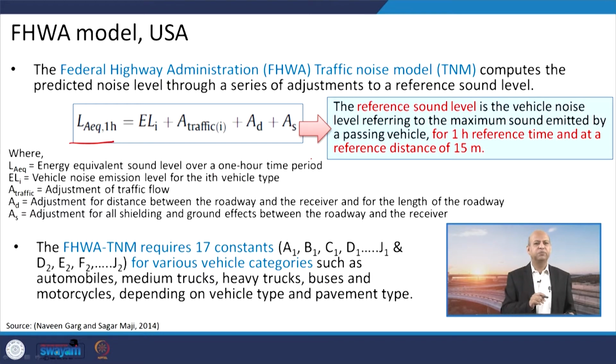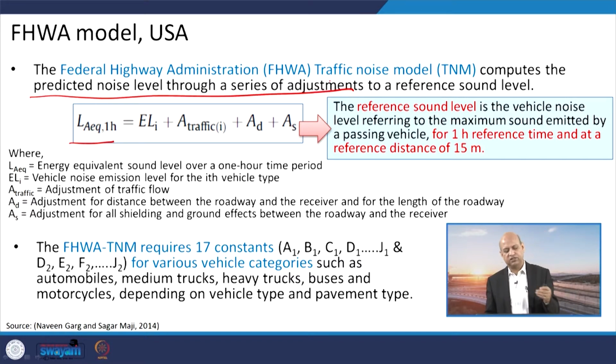So, every parameter has certain definition, and we should follow those definitions, those units, otherwise our calculations will be completely erroneous. So, this is the empirical relationship which is used by the Federal Highway Administration, that is the FHWA traffic noise model, okay, in computational activities. So, the prediction of noise level through a series of adjustments to a reference sound level is very important, which we have seen in the flow diagram.